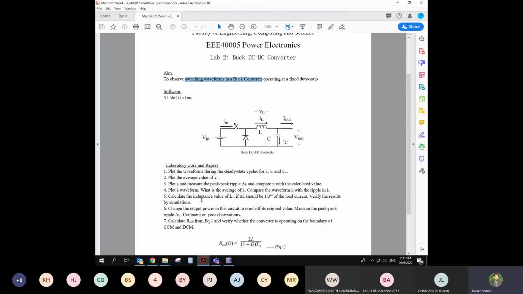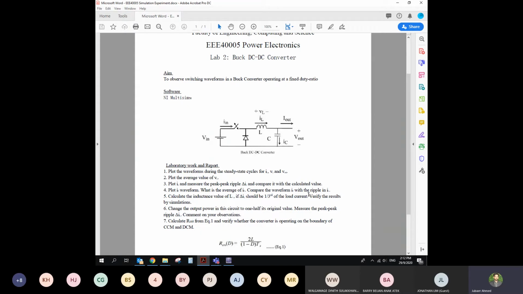You have to calculate the value of the L. So you have to find the value of the L, if del IL should be 1/3 of the load current. So you have to find the load current, then calculate the ripple, which should be 1/3 of the load current, and calculate the value of the L. This is actually purely theoretical. You have to follow the equations of chapter 3. Then you have to calculate the value of the L using the given equation in chapter 3. Then verify the result by the simulation.